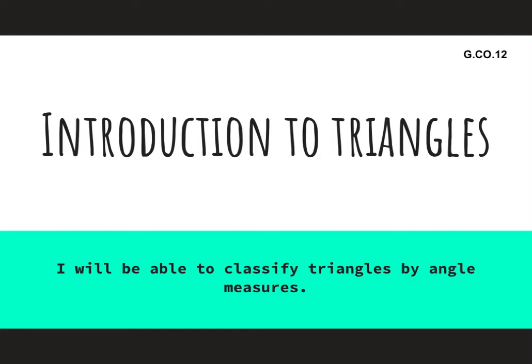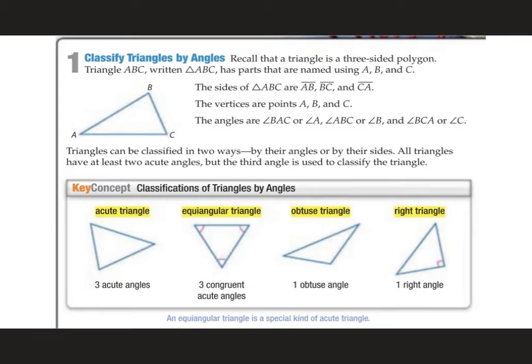Introduction to triangles. After watching this video, I will be able to classify triangles by angle measures. So triangles are really important in geometry, and in order to begin talking about triangles, we first need to identify how to call a triangle. A triangle is basically any shape that has three sides, and we can use a little symbol of a triangle along with three capital letters that represent each of the vertices, or basically the endpoints.